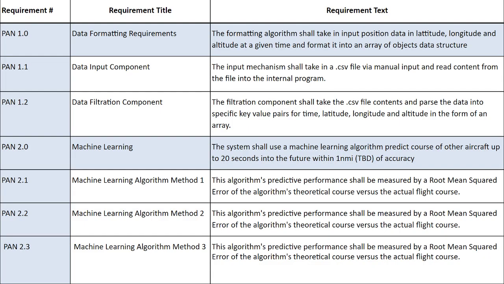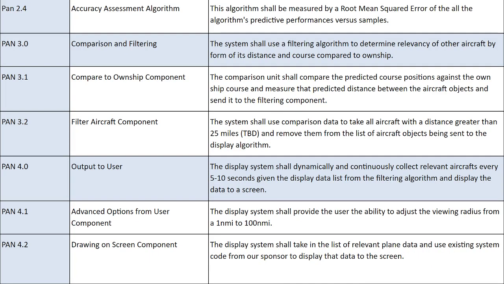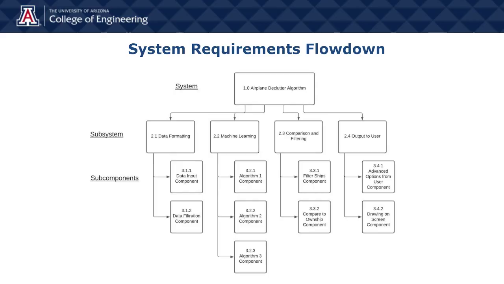Here are the system requirements. As you can see, PAN 1.0 is data requirements. PAN 2.0 is machine learning, and there are the three different machine learning algorithms we use. Next, PAN 3.0 is our comparison and filtering requirement, and PAN 4.0 is our output to our user. Next is the system requirements flowdown. It shows the system, the subsystem, and the subcomponents.